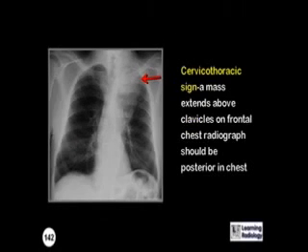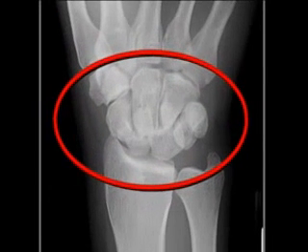This is the cervicothoracic sign, in which a mass, which extends above the clavicles on a frontal chest radiograph, can be presumed to be located more posteriorly in the chest. What is the descriptive term given to this appearance?